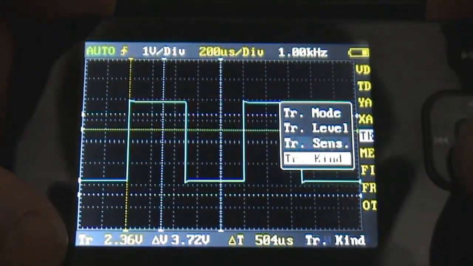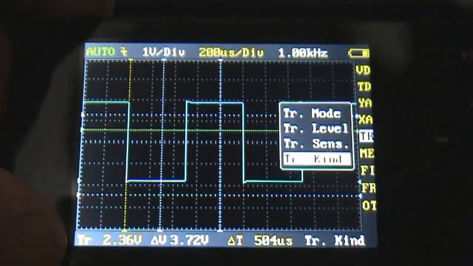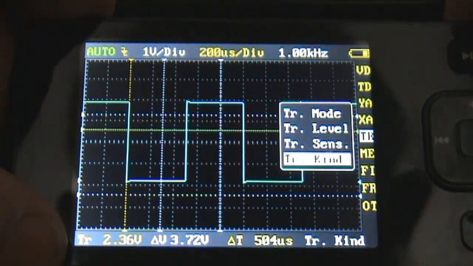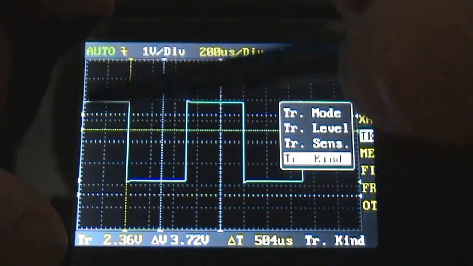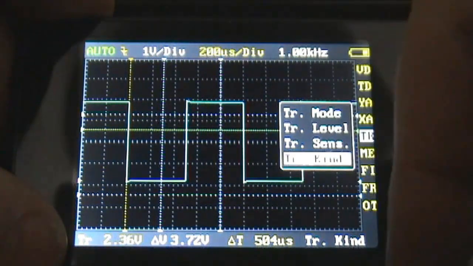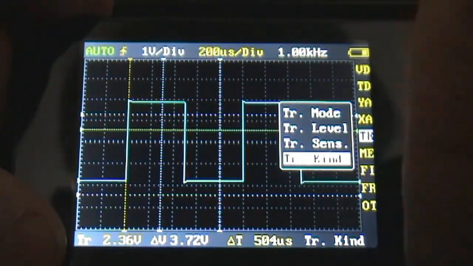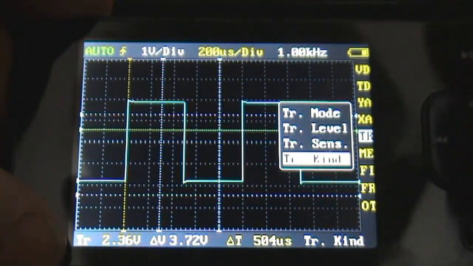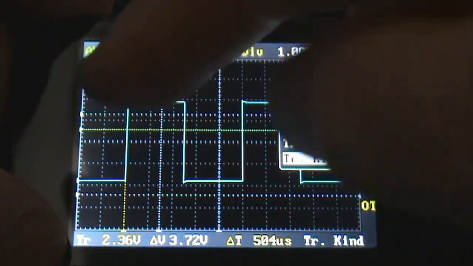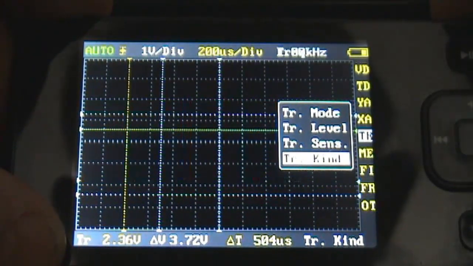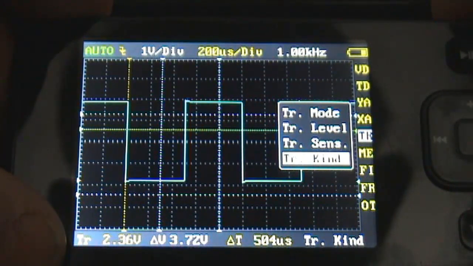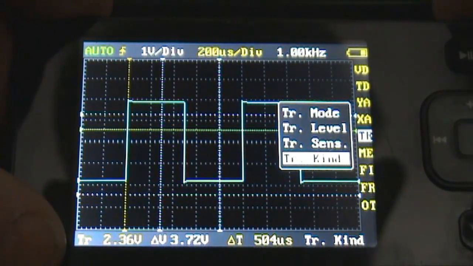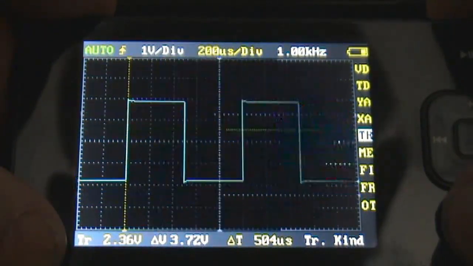And the last one is trigger kind. If we look up in the top here next to auto, we see the little yellow arrow is pointing down, and we're triggering on the negative going slope of the signal. Or do it the other way and it's going up, and now we're triggering on the positive going slope of the signal. The trigger is staying in the same position, but you'll notice that the signal is changing its position in the window, because that's what trigger is all about. It's what we're looking at within the window.